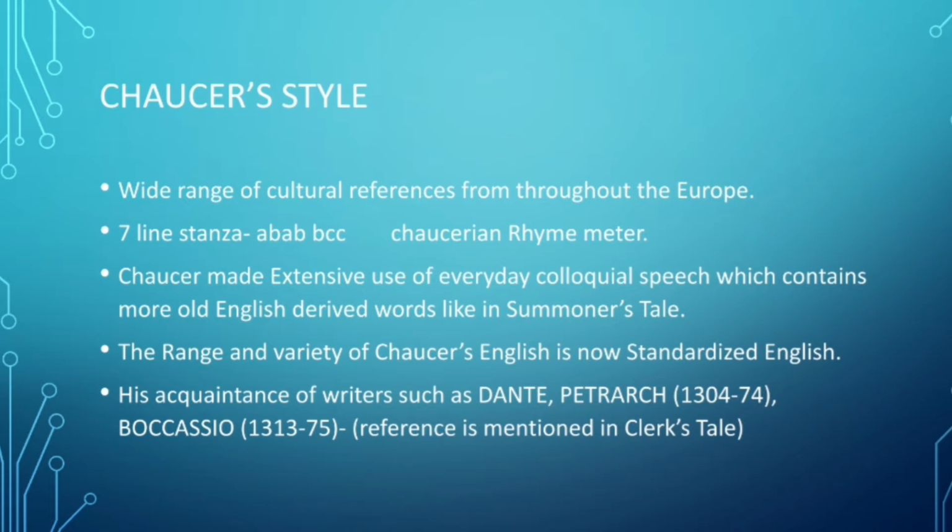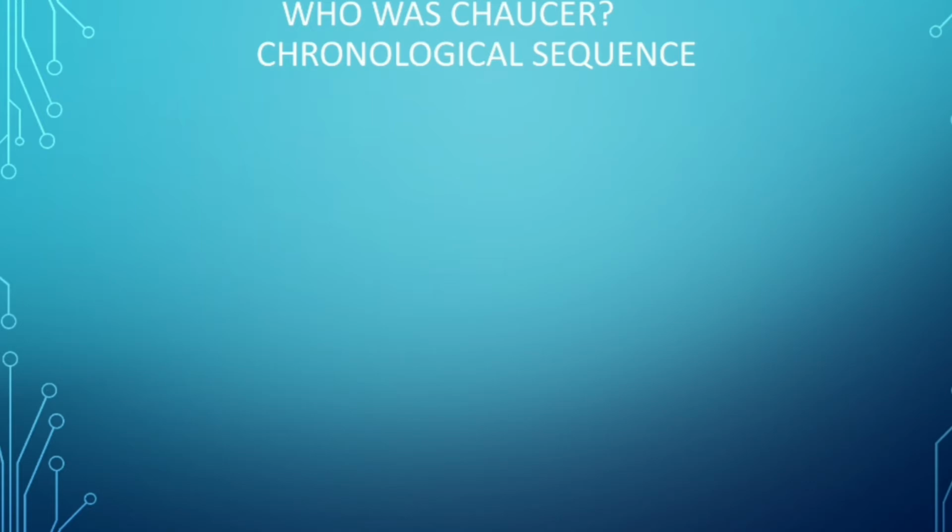Right. Now, he was very much influenced by writers like Dante, Petrarch and Boccaccio. Right. He came in contact with them when he was on a diplomatic mission. And this reference we can find in the Clerk's Tale. Now, who was Chaucer? What did he do, what important things did he do, we will learn in this.